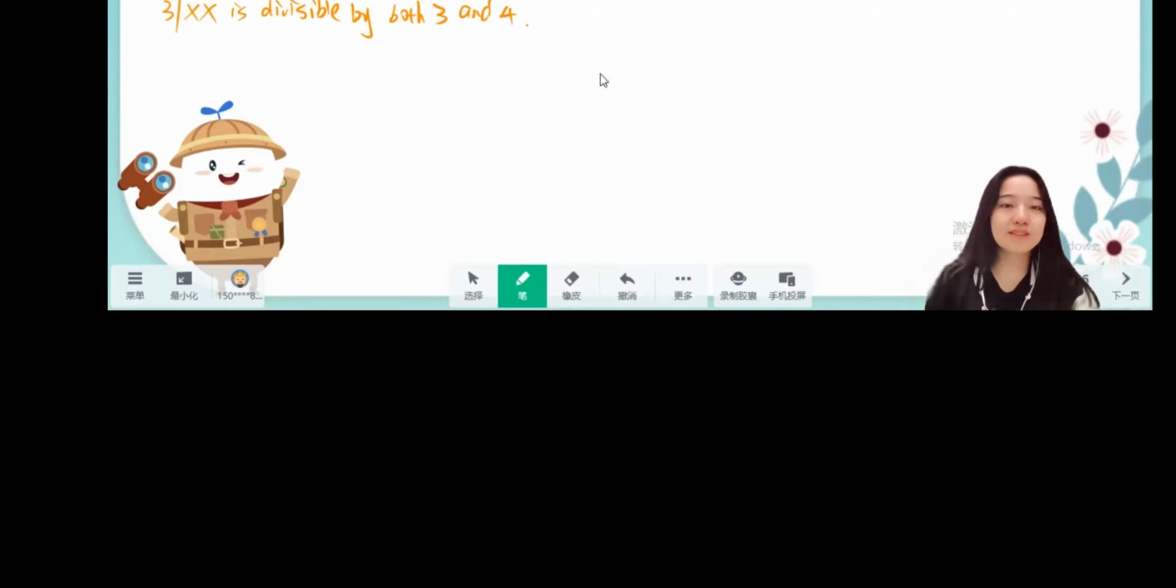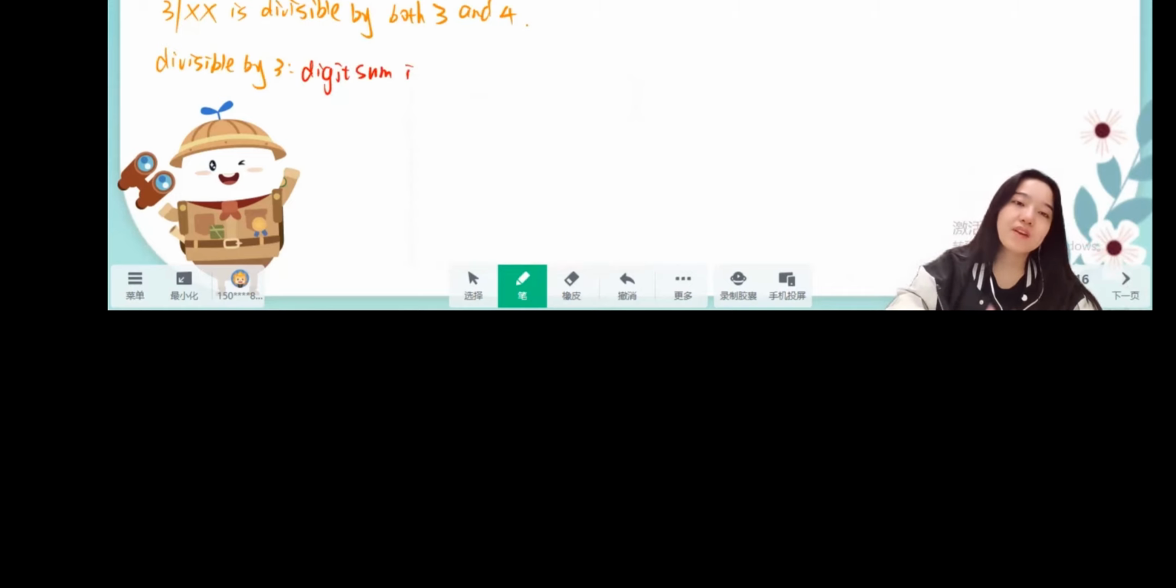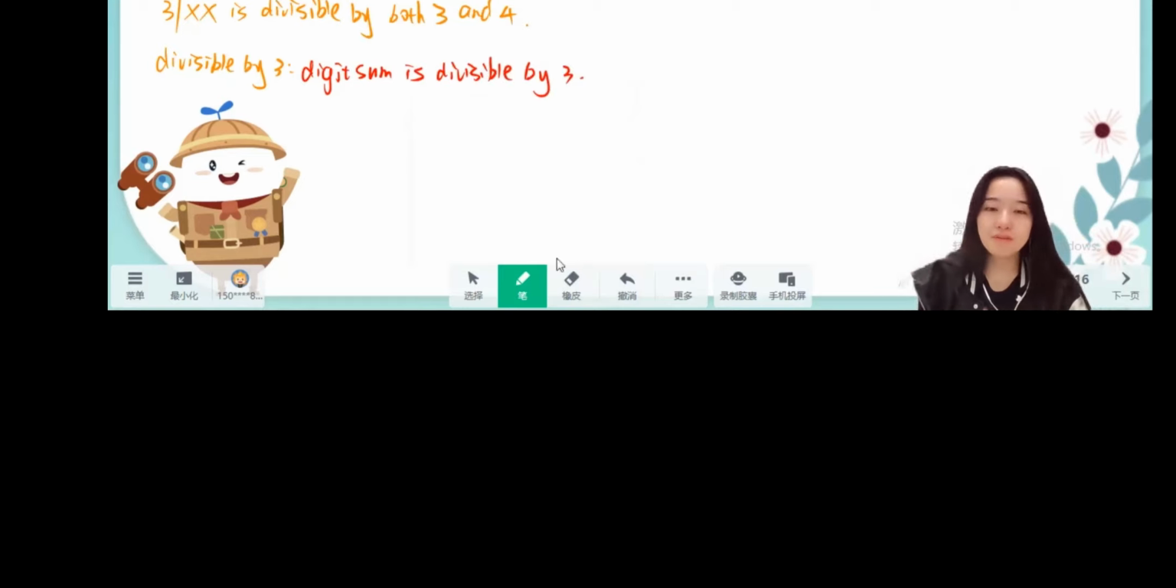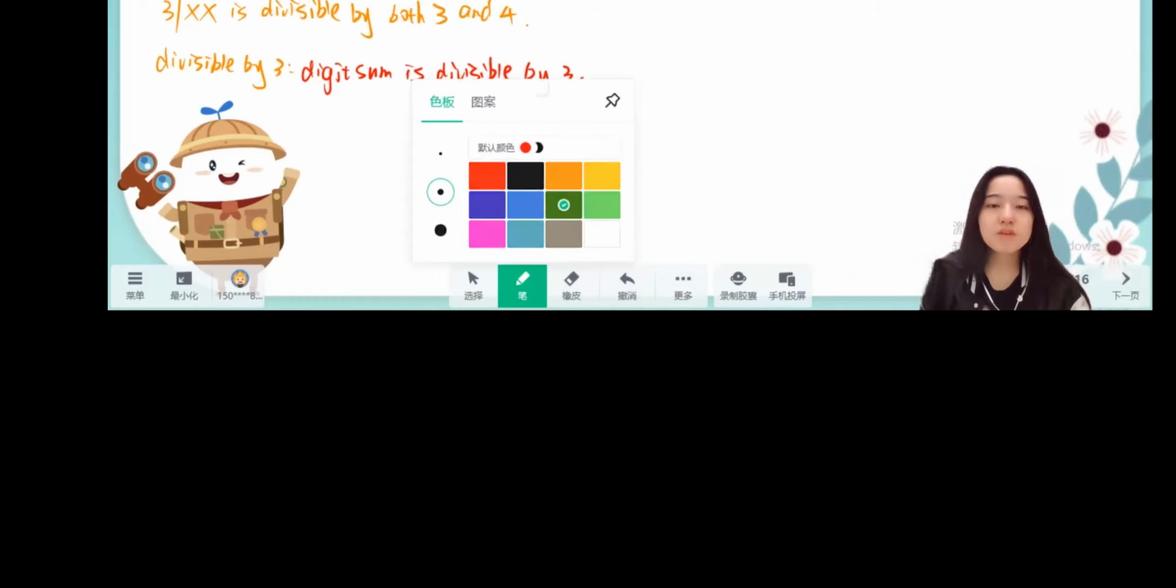So now let's see. If a number is divisible by 3, what kind of property does it have? Actually, if you have ever learned this topic, you will know we need to check the digit sum. The digit sum is also divisible by 3 when that number is divisible by 3. We can prove it really quickly.